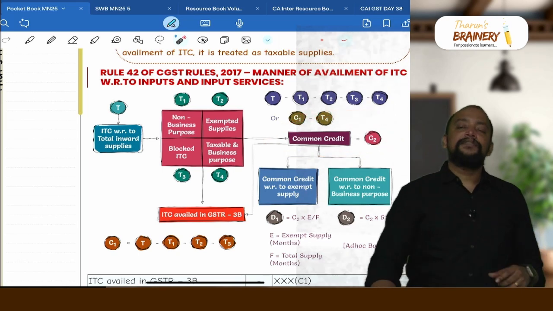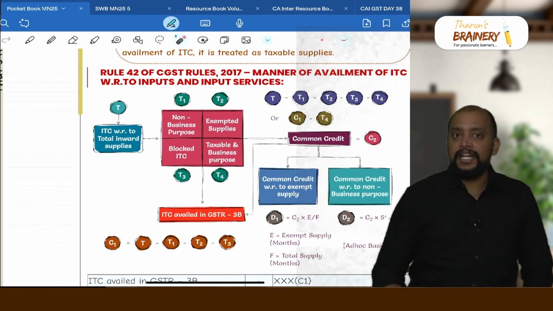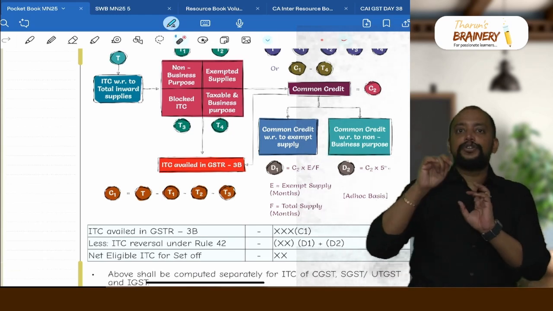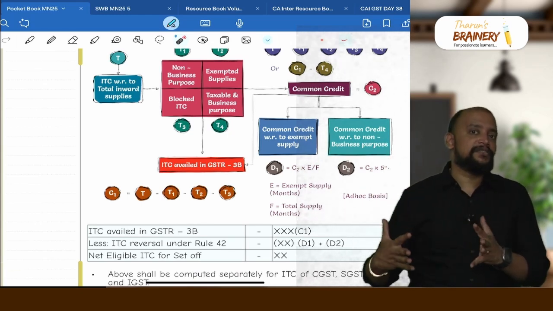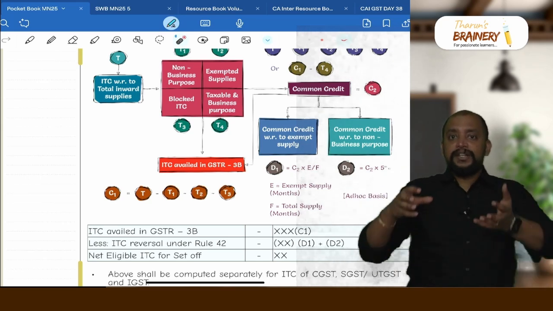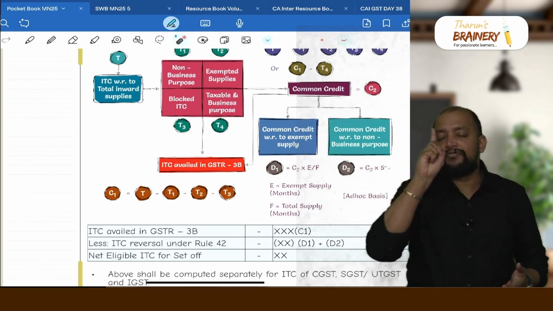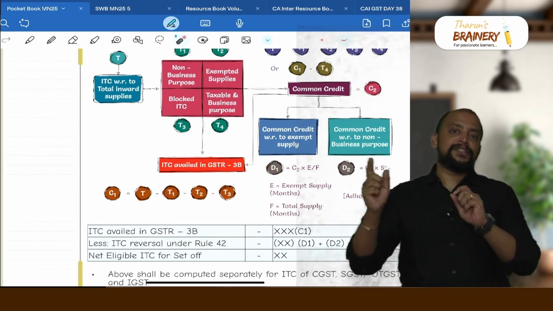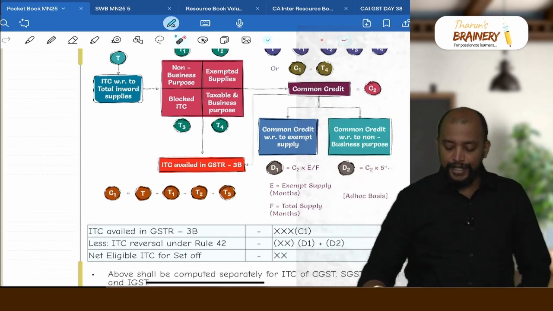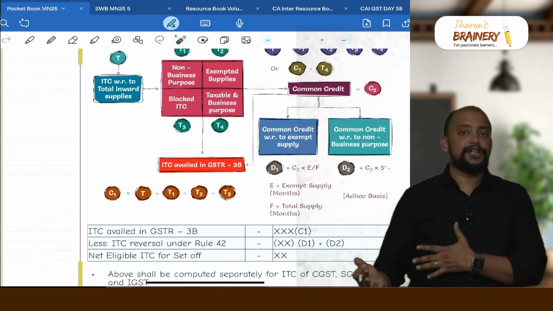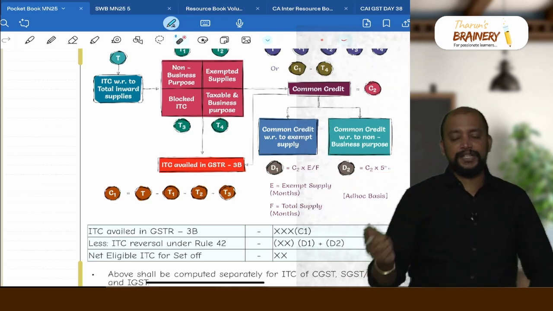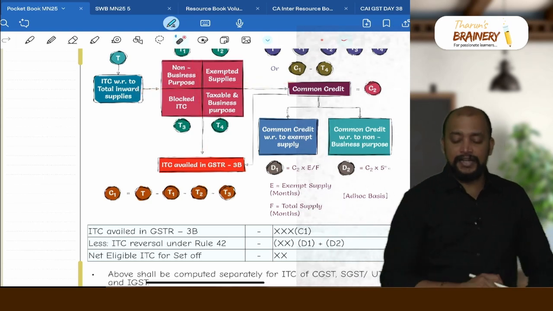This common credit, we need to again reverse D1 and D2. D1 is the common credit attributable to exempted supplies, that is C2 into E by F, exempted supplies divided by total supplies. Then D2 is the common credit attributable to non-business use: even if one inward supply is used partly for business, partly for non-business, on the entire common credit we need to do the reversal at 5% on an ad hoc basis. Suppose you know exactly how much is business and how much is non-business, we can divide it at this stage itself.